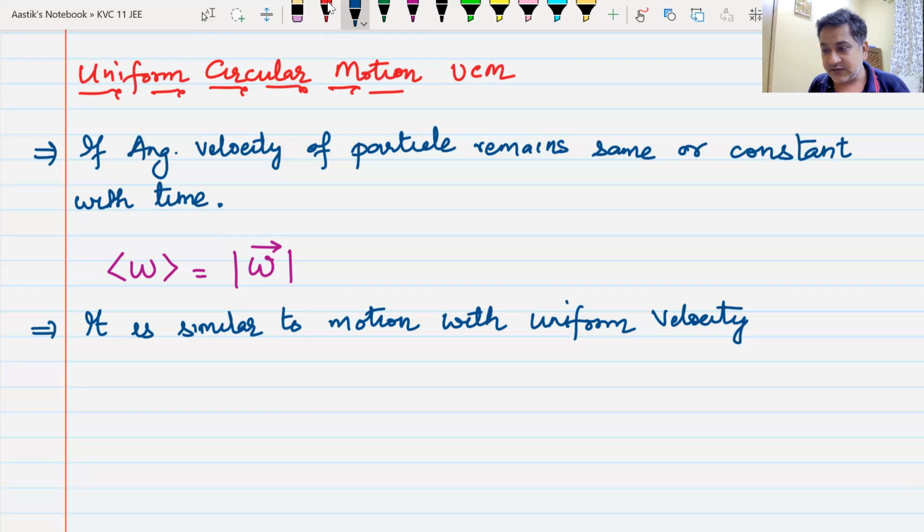Here, motion is circular, so it cannot move in a straight line. It will move in a circle, but it will move with constant angular velocity.